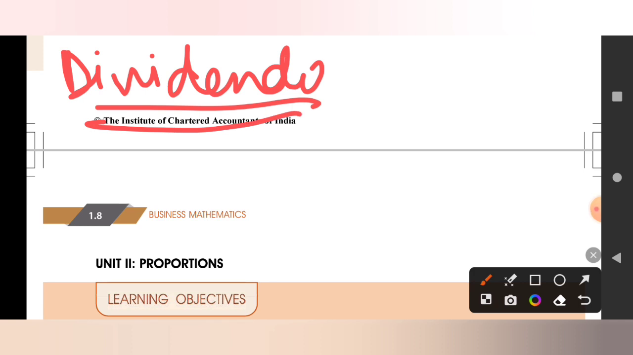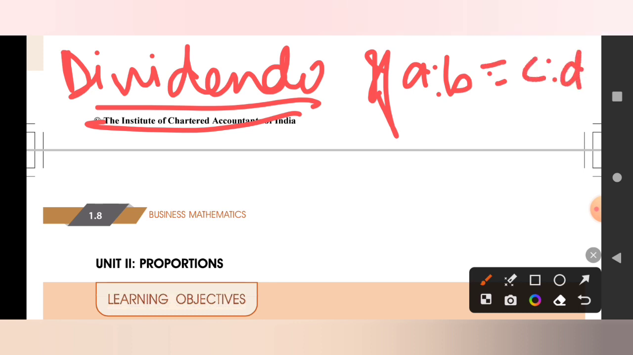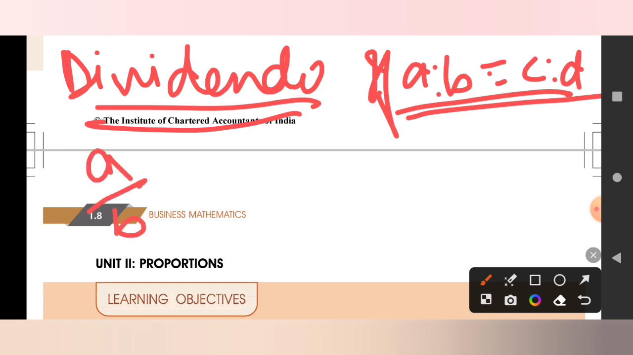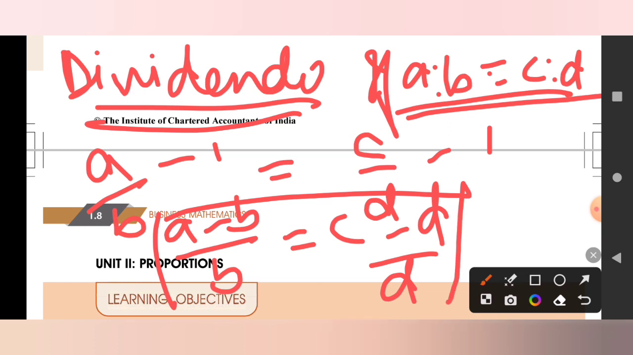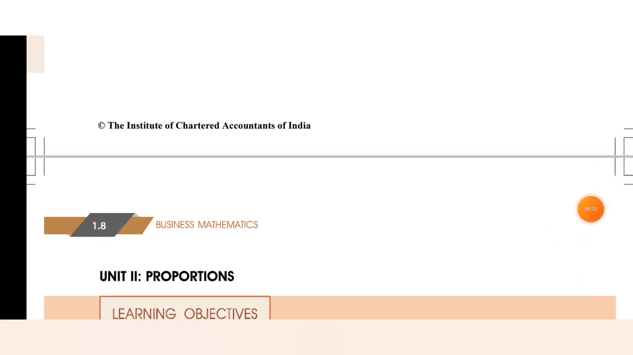Okay, again, given A is to B is equal to C is to D. This proportion is already given. How will you write it? A by B is equal to C by D. Subtract 1 from both sides and simplify. A minus B by B is equal to C minus D by D. So this is dividendo. That is, A minus B is to B is equal to C minus D is to D.